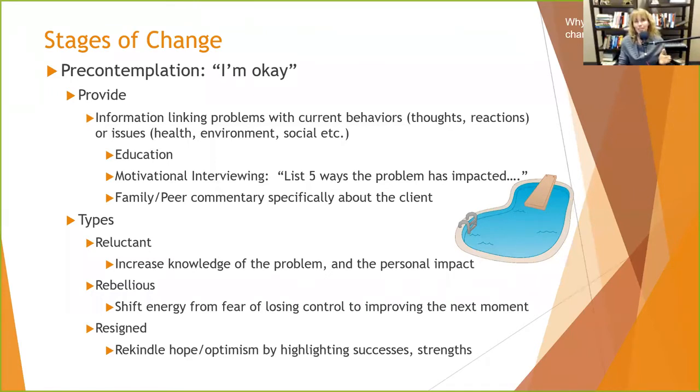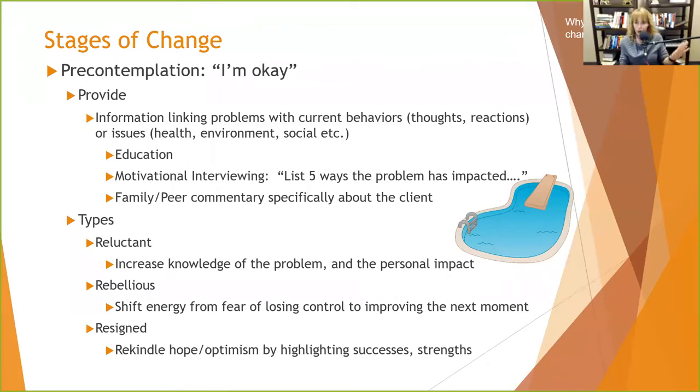In pre-contemplation, there's a lot of reasons people may say, this is not a problem I'm willing to work on. I don't see where it's a big deal. They could be reluctant. So we want to increase their knowledge of the problem and the personal impact, open their eyes to it. The rebellious pre-contemplator doesn't want to lose control. They don't want you telling them what to do. Thank you very much. And they will decide when they're ready to change.